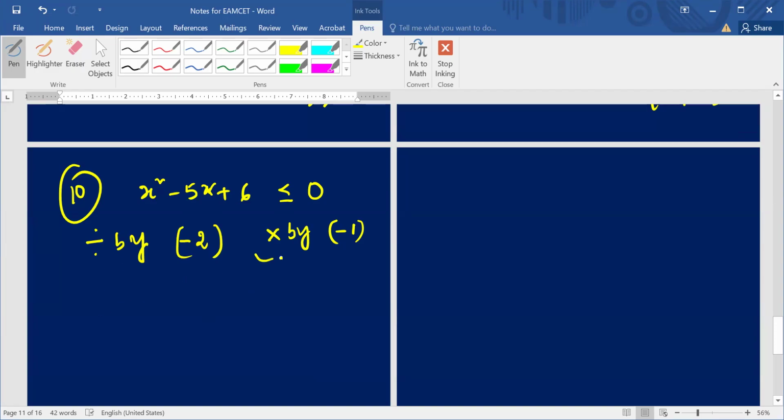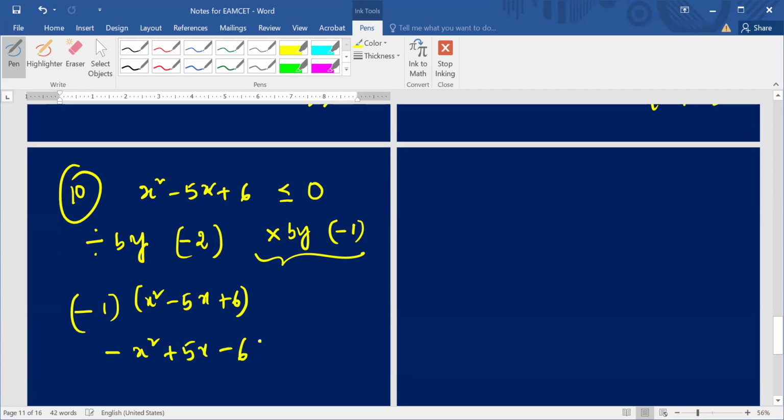Now suppose I multiply this by minus 1. So minus 1 into x square minus 5x plus 6 will become minus x square plus 5x minus 6. That means this is no longer less than or equal to 0. This should be written as greater than or equal to 0.